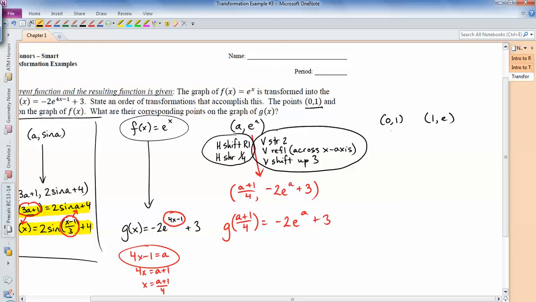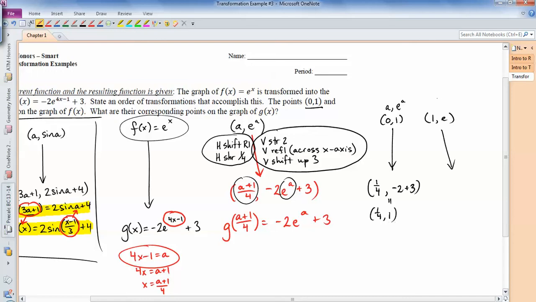Okay, so I know that 0 is like my a, and 1 is my e to the a in this part. And I know that it turns into (a plus 1)/4 and negative 2 e to the a plus 3. So if 0 is my a, then I'm just going to get 1/4 when I plug it into here. And if 1 is my e to the a, then that's going to go there, and I'm going to get negative 2 times 1 plus 3, and that's going to be (1/4, 1).